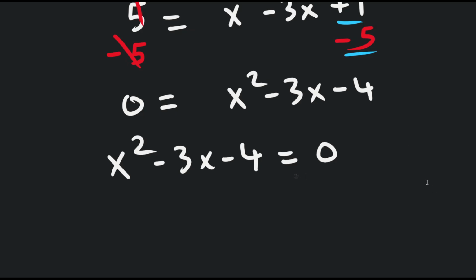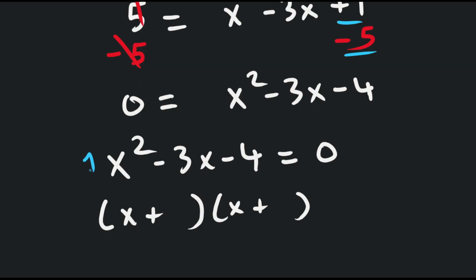Excellent. Now we just have a quadratic equation, and it's up to us how we want to solve this. We can complete the square, we can try to factor it. It is totally up to us. So I will go with factoring it. So let's set up our factors, x plus, x plus. We have our a, b, and c. So our a is 1, our b is -3, and our c is -4.